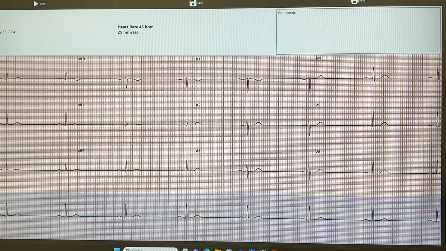What's the last name? Brady-card-ia. So we have a Brady rhythm, right? Now we're going to figure out the first name. What kind of Brady? Then we'll look at the other criteria.